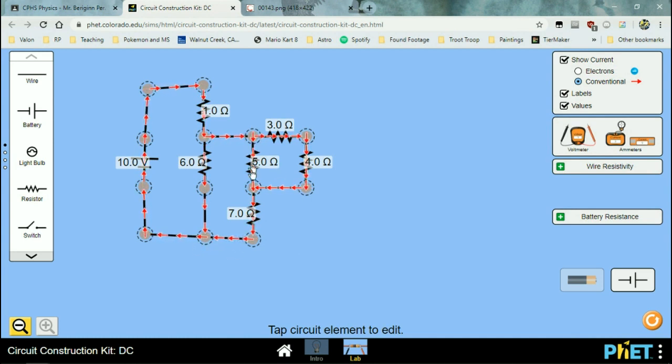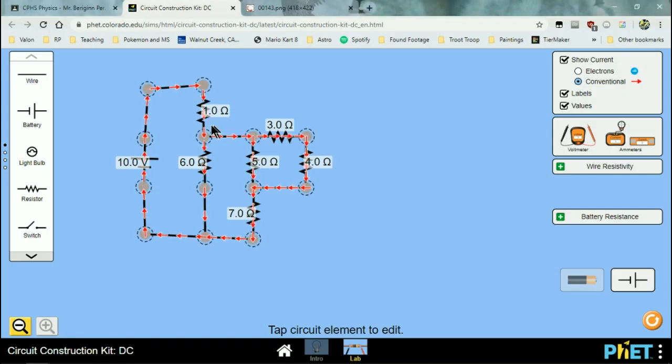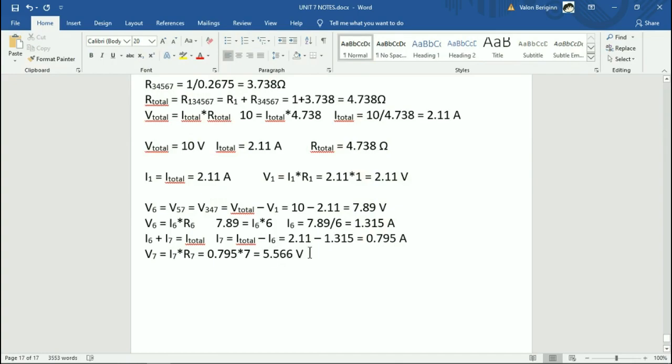Now, that said, though, for these two paths, we don't know about the individual pieces of the path yet, but what we do know is that when you cross 7, you lose 5.566. So in total, if you go this way or this way, you lose 7.89, but when you cross this, this piece makes you lose 5.566.